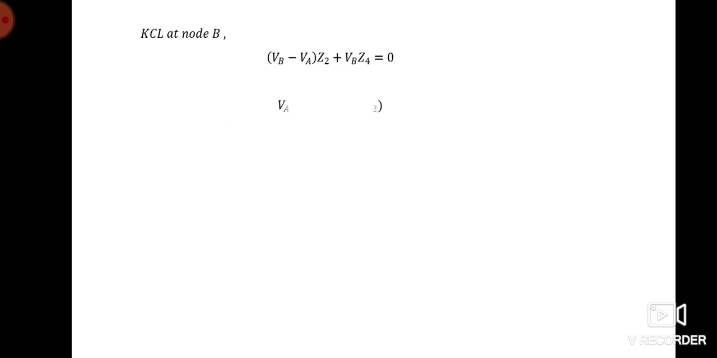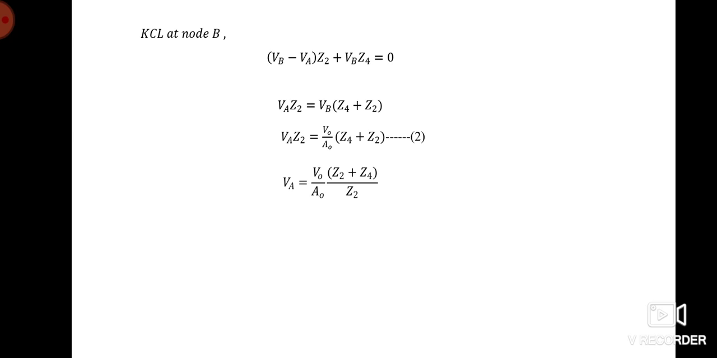Also we apply Kirchhoff current law at node B. In the general diagram, we get the equation: (VB minus VA) into Z2 plus VB into Z4 equal to 0. Here I am bringing this VA term to the LHS side. Again we substitute the value of VB in the above equation and mark that equation as equation number 2.